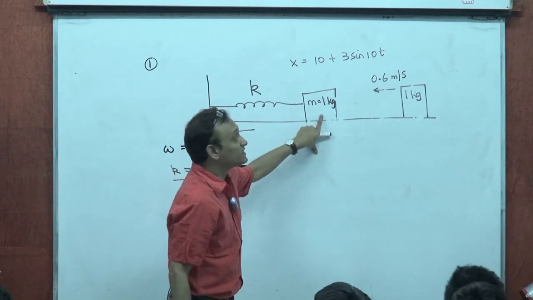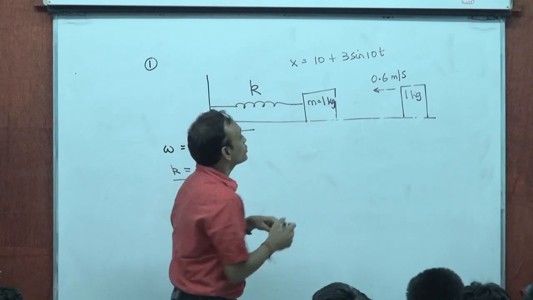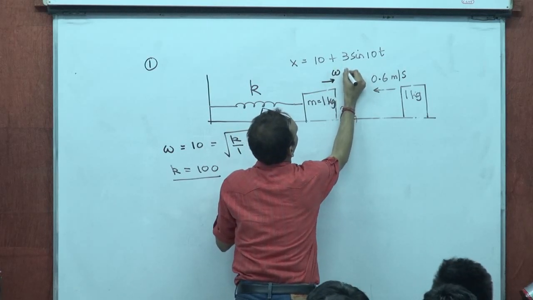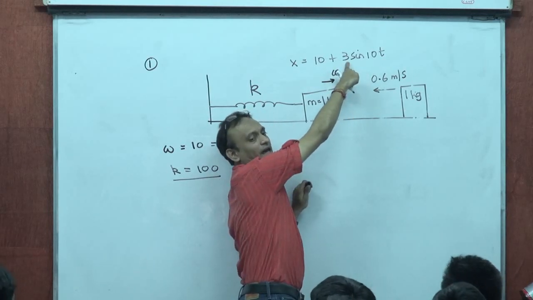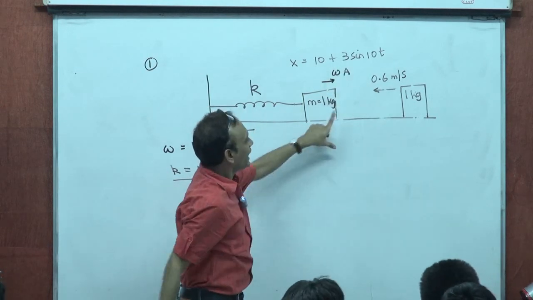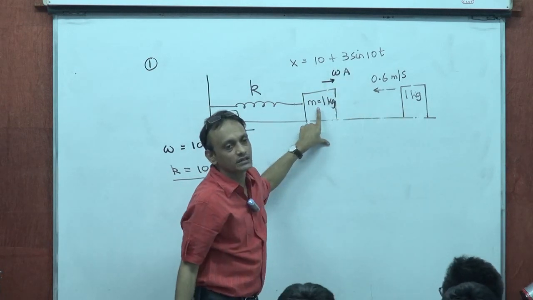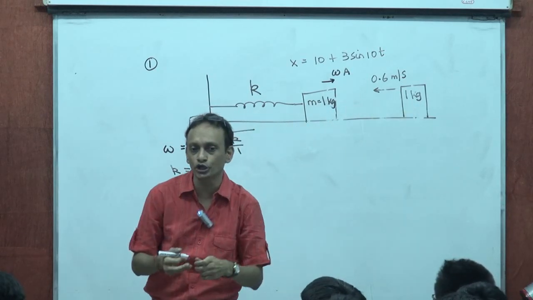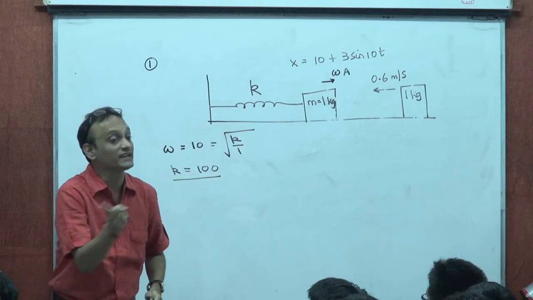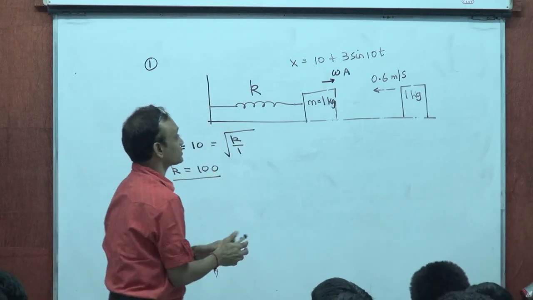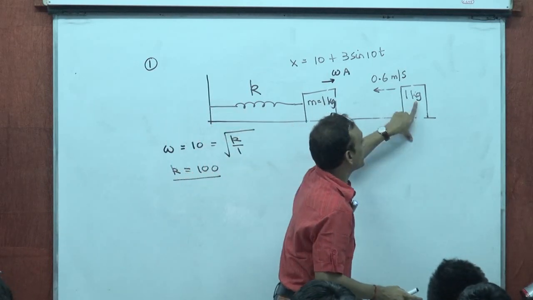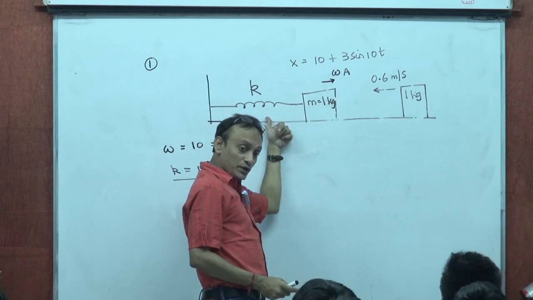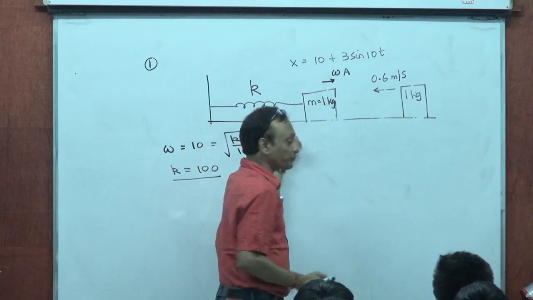Now, while this was at the mean position, it was moving with a velocity omega times the amplitude. The amplitude of motion was 3 units. And this comes here and collides elastically with this. These are two identical masses in a state of head-on collision. What would happen? They will exchange velocities. That means after this strikes, this will move to the right with a velocity omega a. This will move to the left with a velocity 0.6 meters per second. Yes or no?